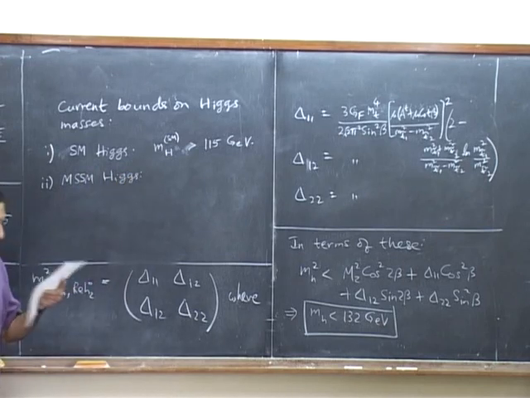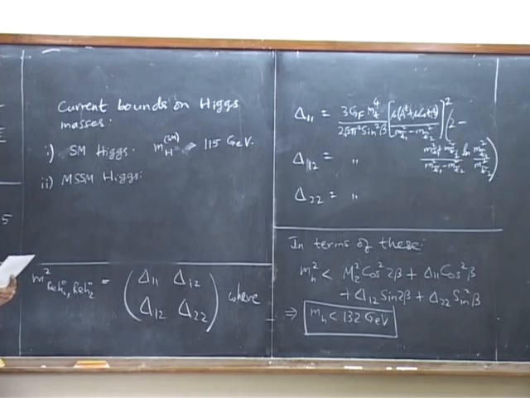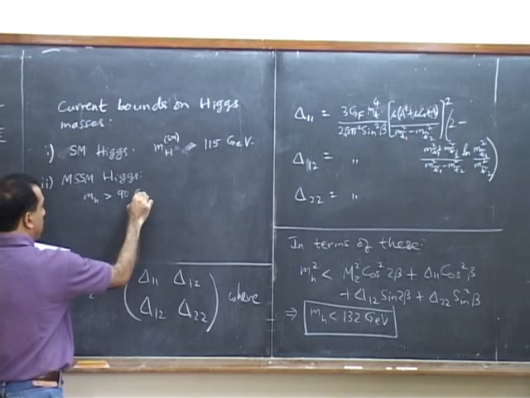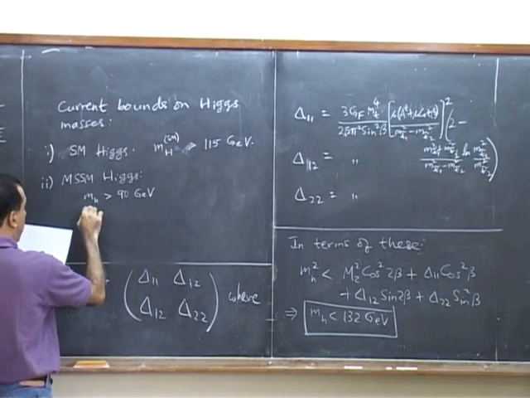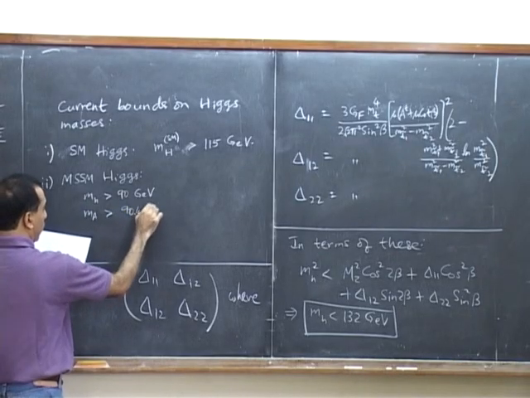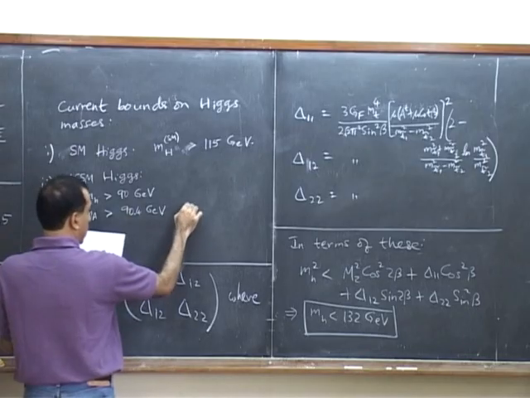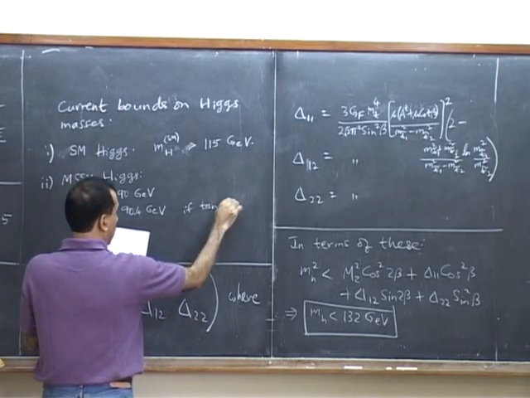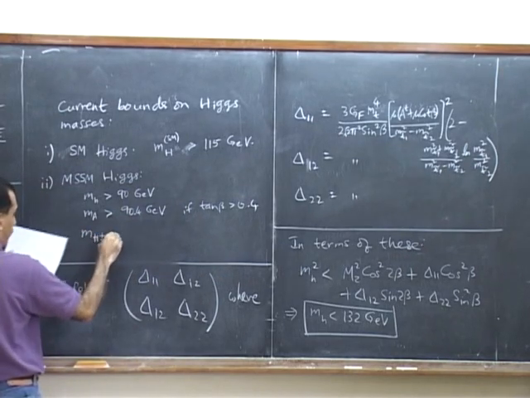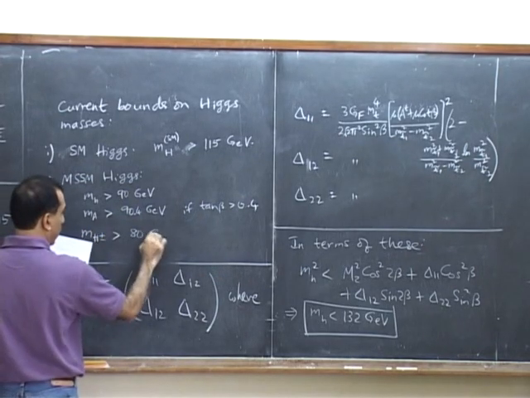And here you should get bounds on all the 5 different MSSM Higgs. But for some reason I could find 4, and maybe this is supposed to play the role of the 5th one, which I find very confusing. But it says that small h is greater than 90 GeV and A is greater than also 90.4 GeV. Here they say if tan beta is greater than 0.4, and the charged ones are greater than 80 GeV.